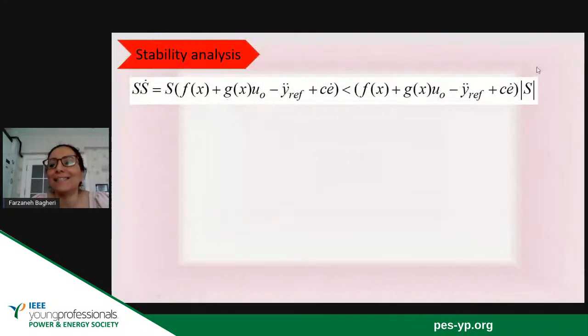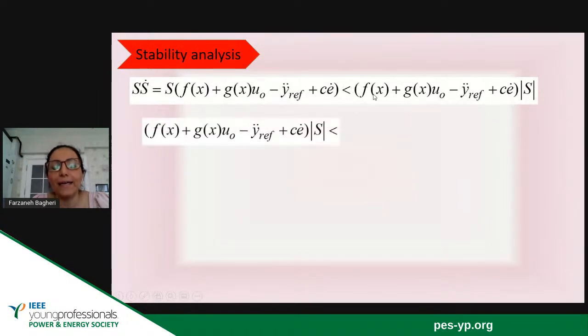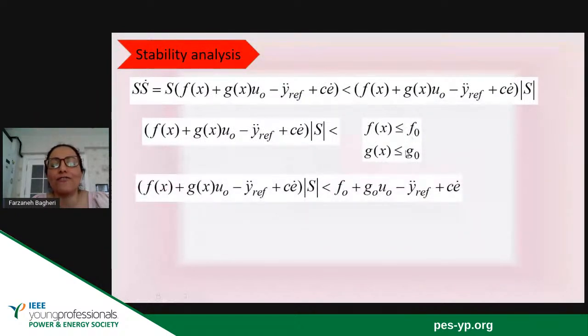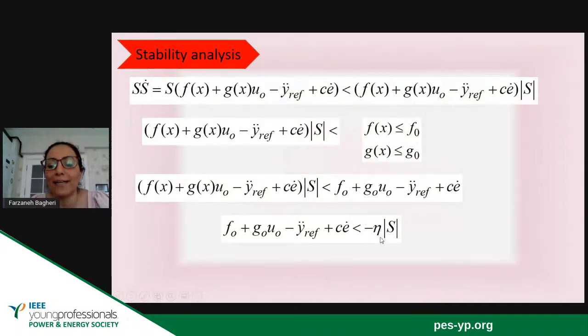we know that s is less than magnitude of s. So I can substitute this value. Then I can say that this new term, which is f(x) plus g(x) u naught minus y double dot ref plus c e dot times magnitude of s, is less than the bound of f and g. What are the bounds of f and g? Instead of f(x), you can substitute f naught. Instead of g, you can substitute g naught. So now we have simplified our inequality. It means that f naught plus g naught u naught minus y double dot ref plus c e dot is less than minus eta magnitude of s.